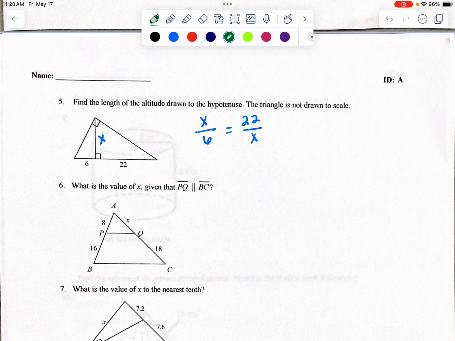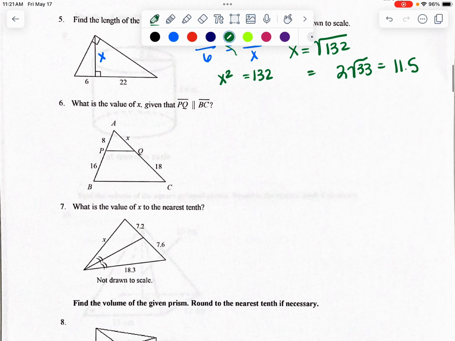I will have to cross multiply this one. X times x is x squared, and then 6 times 22 is going to be 132. So I would need to find the square root of 132. Now if you leave it as a simplified radical, that is 2 times the square root of 33. Or if you round to the nearest tenth, you get 11.5.